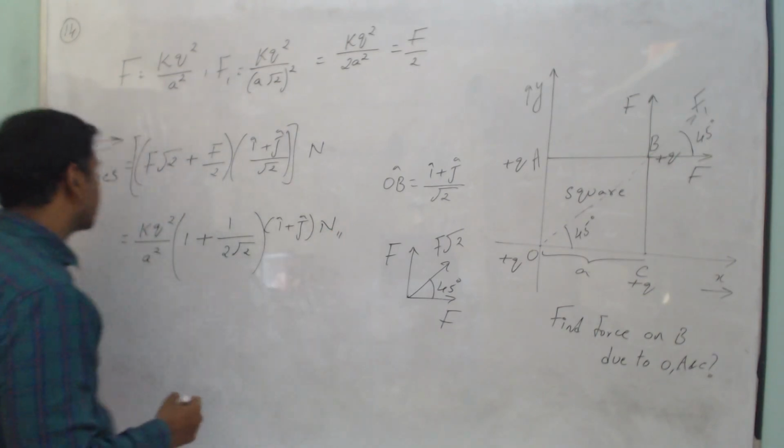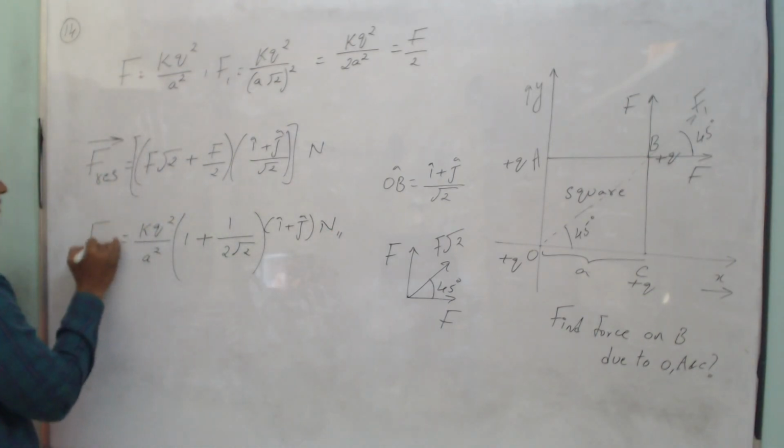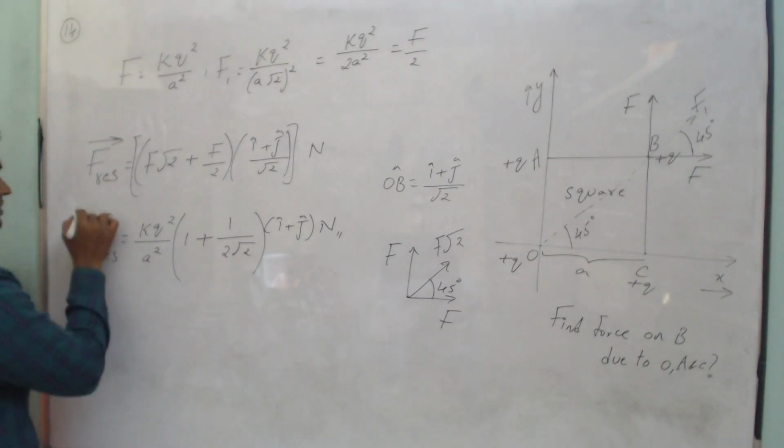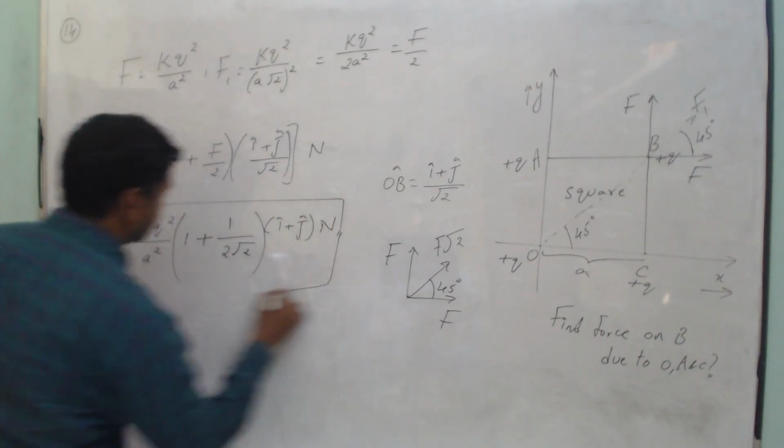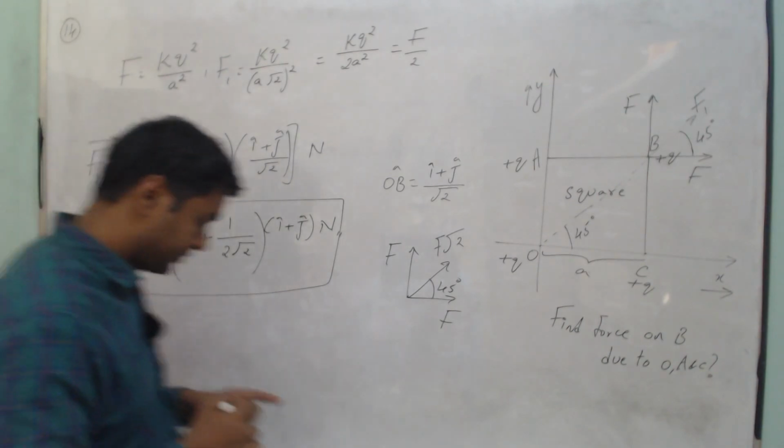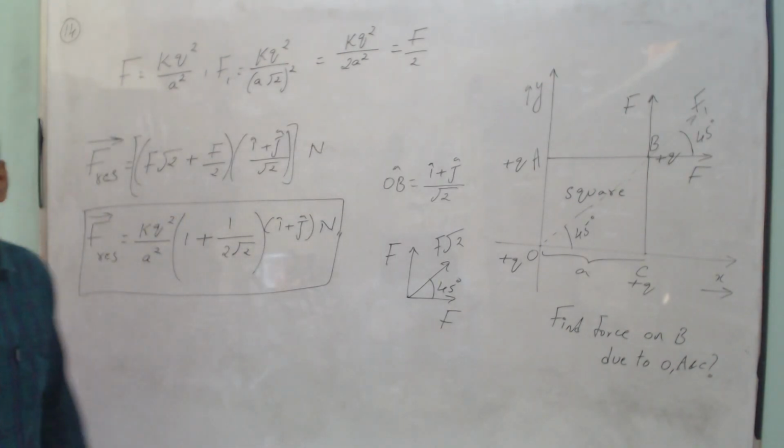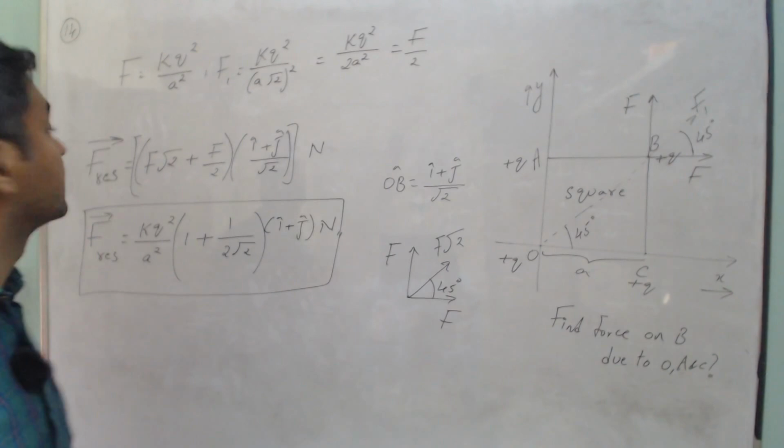This is my final answer. F resultant vector will be this. Is this clear? Yes, sir. I noted it down. Done.